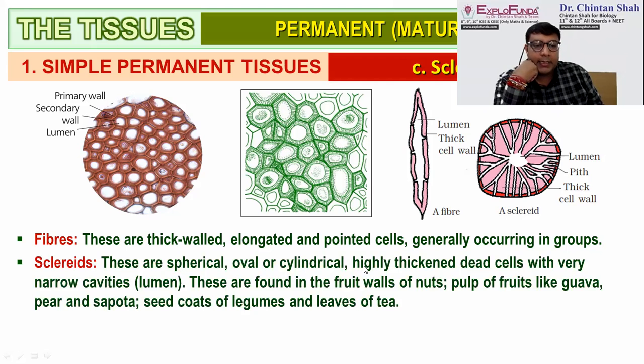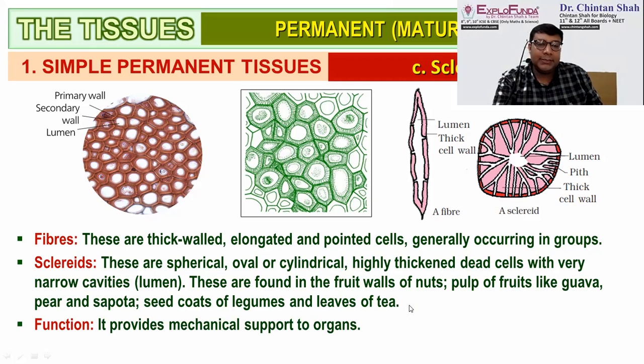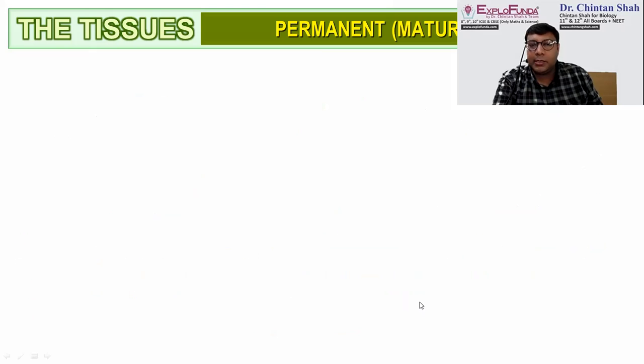Sclereids are spherical or oval or cylindrical and highly thickened dead cells with very narrow cavities. Okay, these are found in the fruit walls of nuts, the pulp of fruits like guava, pear, and sapota. Even they are also present in the seed coats of legumes and leaves of tea. Tea leaves also have them. Okay, their function is to provide mechanical support to the corresponding organ.